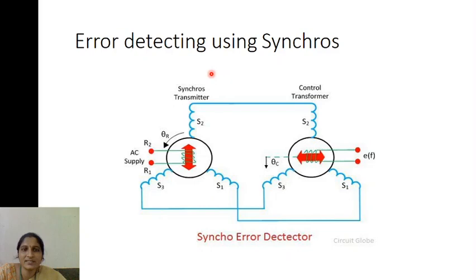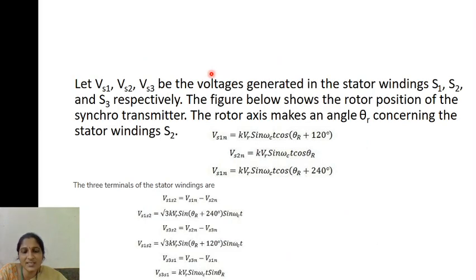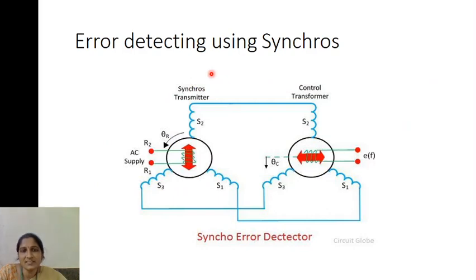Next, by using this you can measure the rotor position. And for error detection purposes, you need to use a synchro transmitter as well as a control transformer. The synchro transmitter consists of S1, S2, S3 stator windings and a rotor winding. The control transformer is also similar to the synchro transmitter. Here also S1, S2, S3 stator windings would be there, and the rotor is perpendicular to the rotor of the synchro transmitter. So these two rotors are perpendicular. That is the only difference.